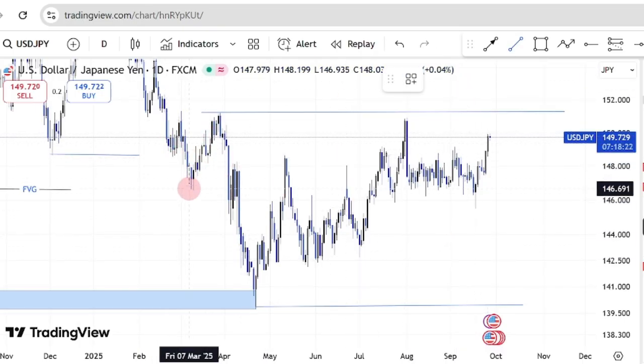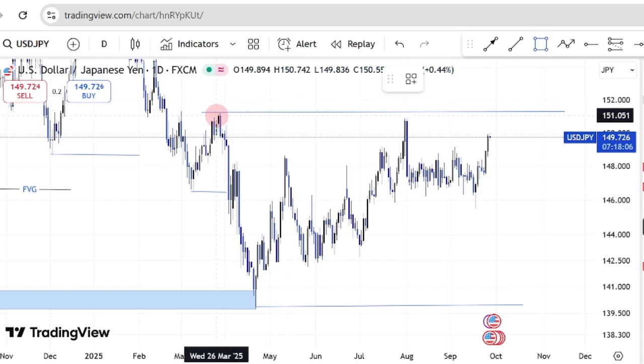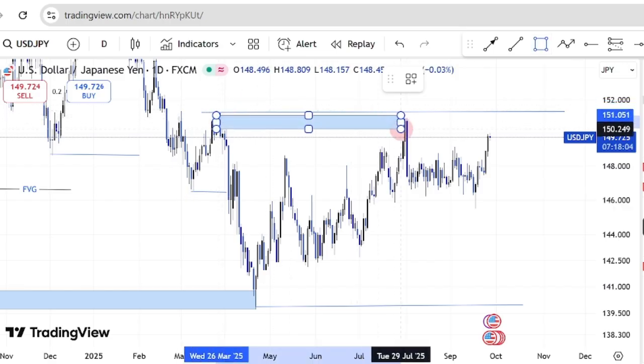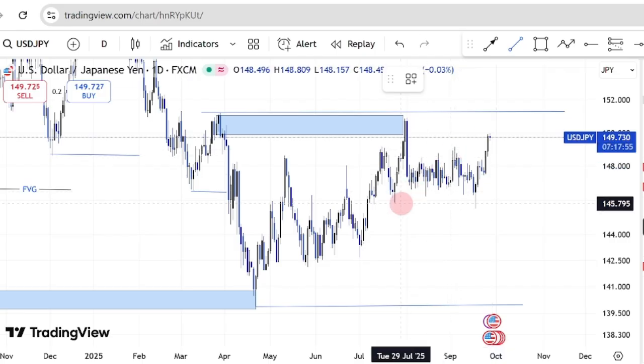We had a break to the downside. Had this break to the downside at this point, and price moves down aggressively. You can see we have this fair value gap, and we have this supply zone at this point. Price has already mitigated this zone. After price mitigated this zone, this was the next low we wanted to see price violate to give us a change of character.